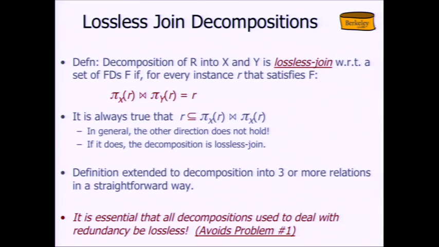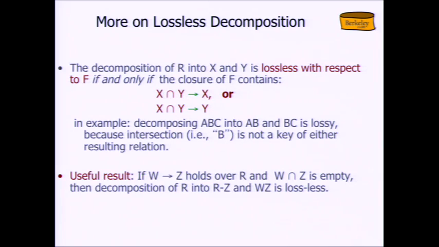All right. In general, the other direction doesn't hold, right? So if you do put them back together, you may not get something the same size. If it does, the decomposition is lossless join. And you can extend this definition in a straightforward way to 3 or more relations. We must ensure that things are lossless join. How do we guarantee it? Which is what we were figuring out on the fly.